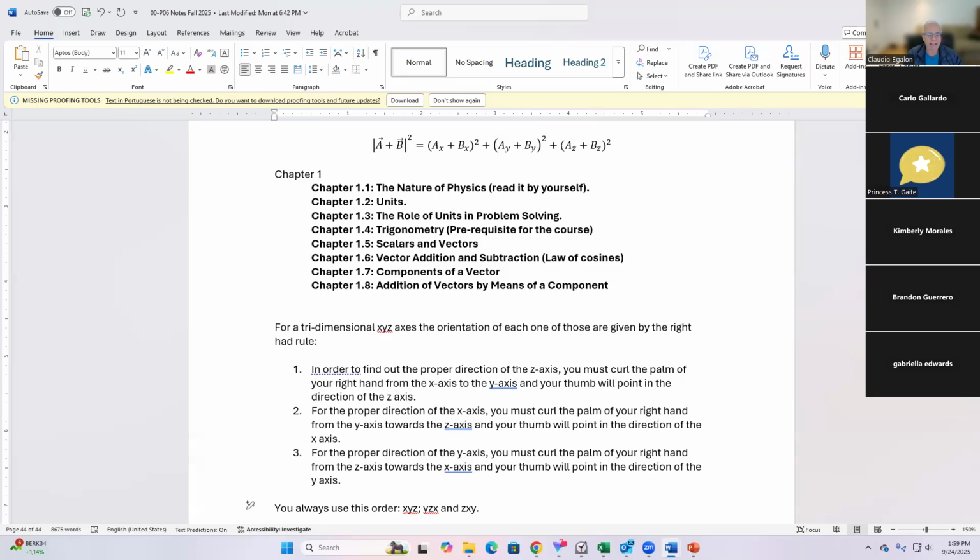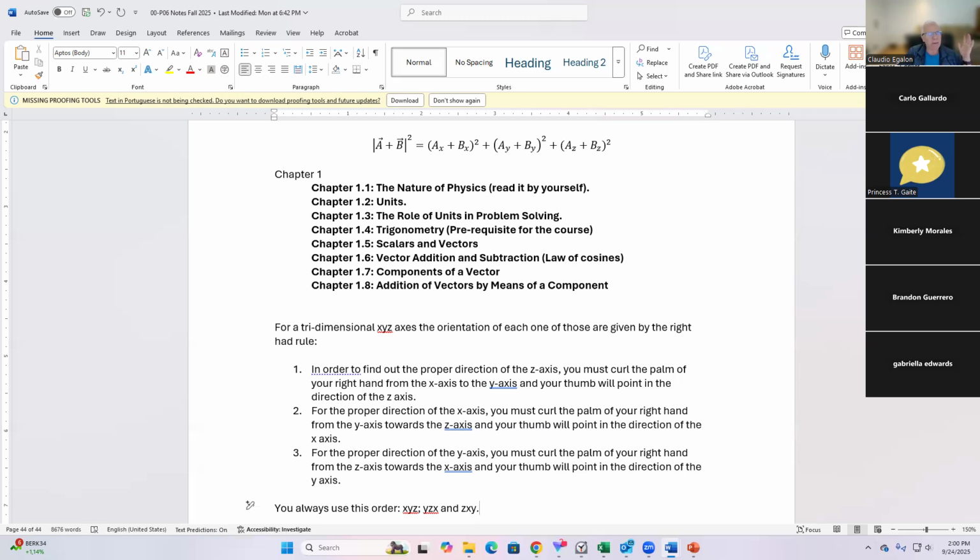Okay? Curling from the x to the y, you get z. Curling your right hand from the y to the z, you get the x-axis, the direction of the positive x-axis. Curling the palm of your right hand from z to x, you get the direction of the y-axis. Okay? So that's how you determine the proper direction of the XYZ axis in the three-dimensional space.